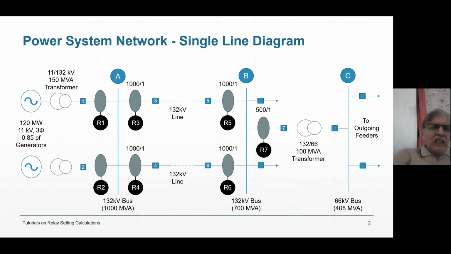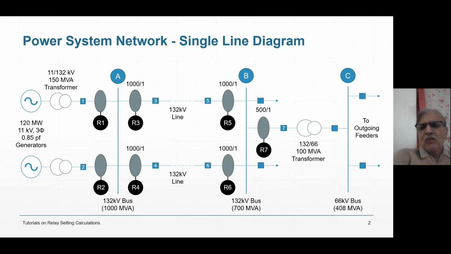You see, 120 megawatt 11 kV generators are there, two generators. Two 150 MVA GTs, 11 by 132 kV are there. Two generator breakers, 1 and 2 are there. Two CTs for the generators are there. The ratio probably has been forgotten. It is 1000 by 1 only. So 1000 by 1 CT ratio, and the relays are R1 and R2.